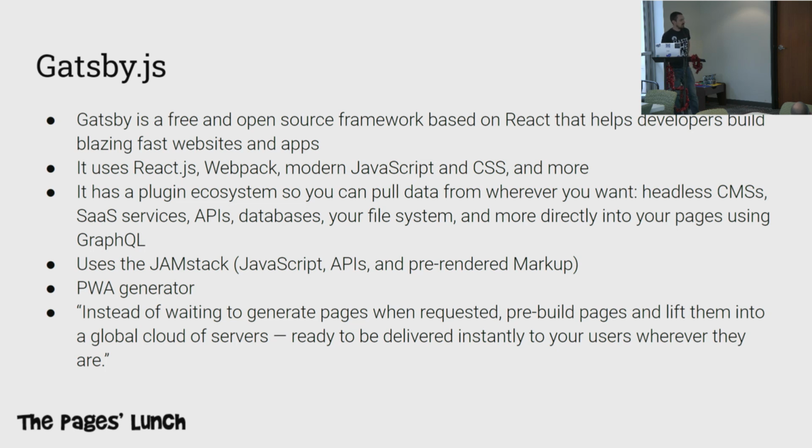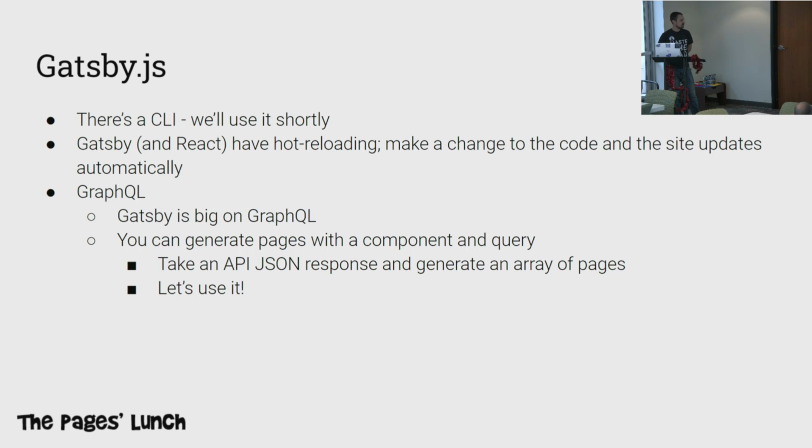It uses the Jamstack, which is JavaScript, APIs, and pre-rendered markup. Again, I didn't really understand that until I started playing with this thing. Instead of waiting to generate pages when requested, it pre-builds pages so that they're delivered instantly to wherever your users are. There's a CLI, we're going to use that shortly. Gatsby and React both have hot reloading, so you can make changes to the code and the site updates automatically. And it uses GraphQL. Gatsby is big on GraphQL. You can generate pages with a component and a query. And you can take API JSON or a JSON file and create an array of pages, so let's do that.